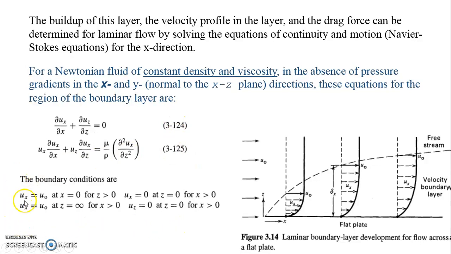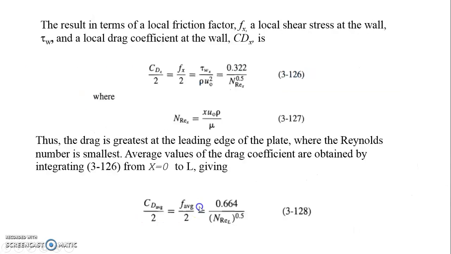These two equations have boundary conditions: ux equals U naught at x equals 0 for z higher than 0; ux equals 0 at z equals 0 for x higher than 0; and ux equals U naught at z equals infinity for x higher than 0; whereas uz equals 0 at z equals 0 for x higher than 0.